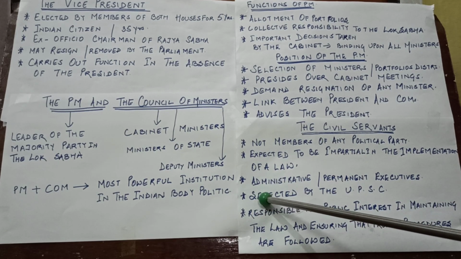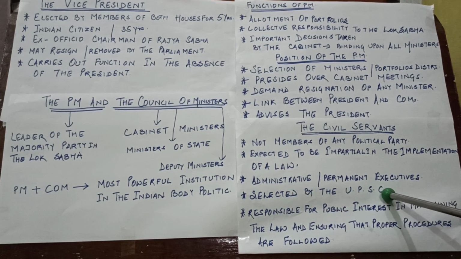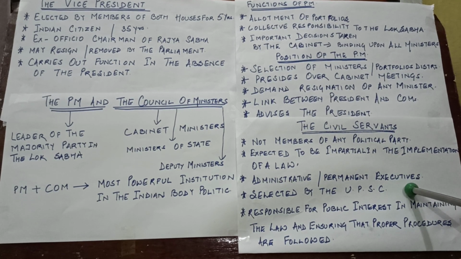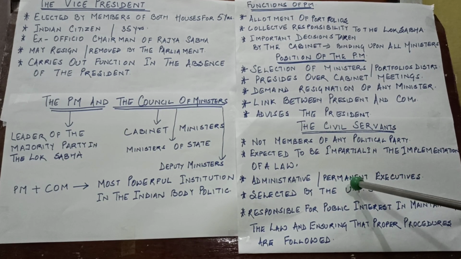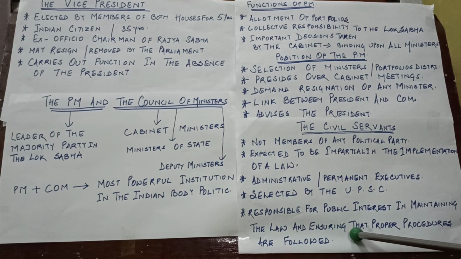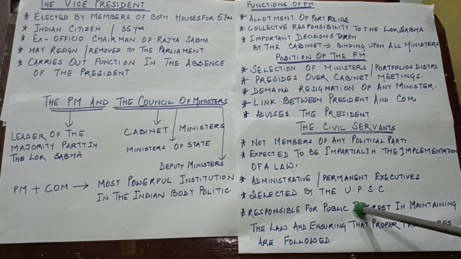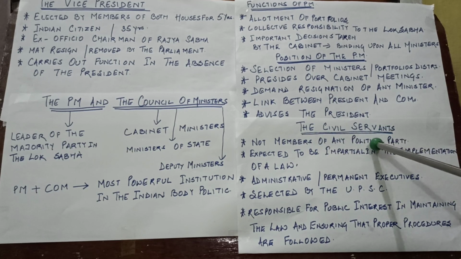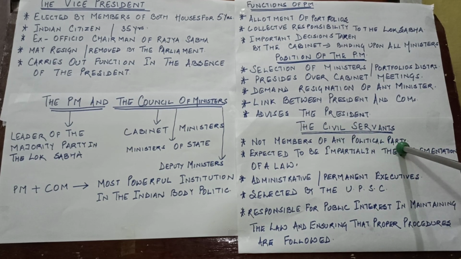All the civil servants at the union or the center level, they are selected by the Union Public Service Commission. You have the civil services exams every year. People, they sit in these exams, and the ones who are the toppers, they are selected as the civil servants. These civil servants, they are responsible for public interest in maintaining the law and ensuring that proper procedures are followed. So the real work of the implementation of a law is done by the civil servants. This is the reason why they are called as the permanent executives, as they are not part of any political party.